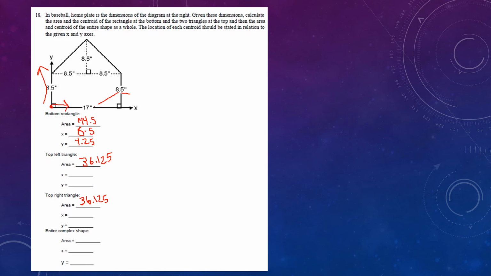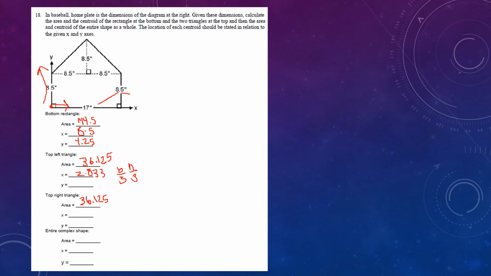So on this one, if you have a distance of 8.5 here as your base, remember base over 3 and height over 3. So in this case, for the top left triangle, your base is 8.5 divided by 3. That's going to give you a centroid of 2.833.